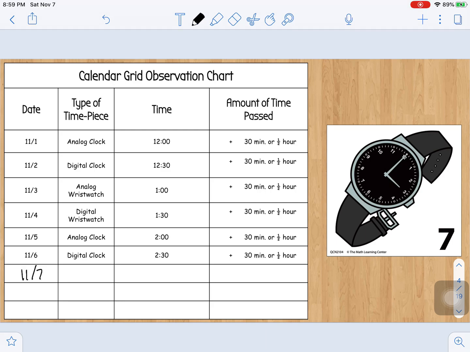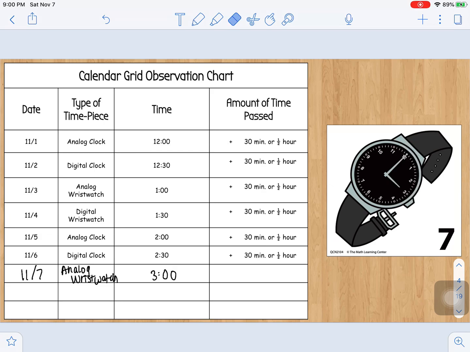So we have November 7th, and we have an analog wristwatch because this is a watch that we wear on our wrists. And from here I can see that the small hand is pointing to the 3 and the long hand is pointing to the 12, indicating that it is a brand new hour. So we would write 3:00, which is 3 o'clock.